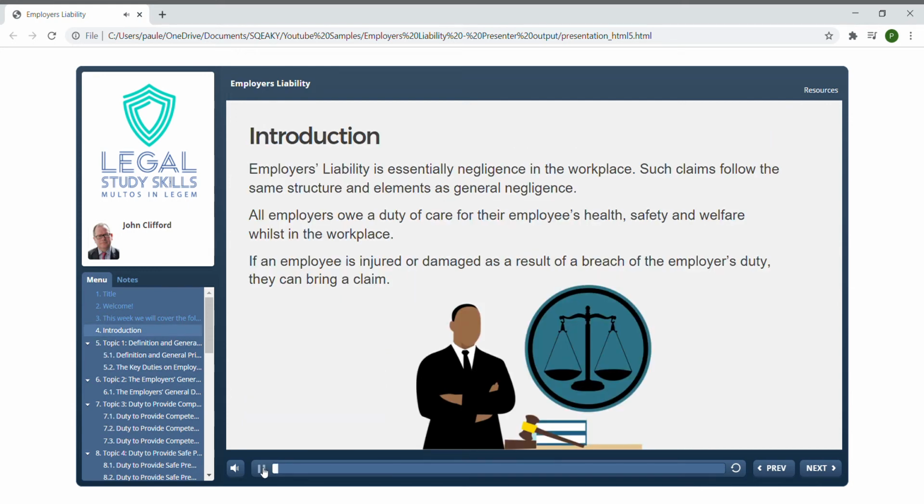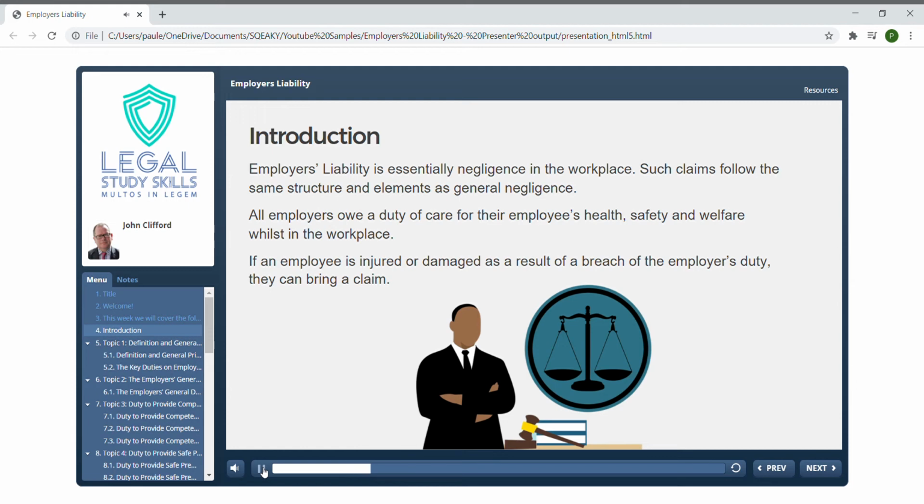So what is employer's liability? Well, essentially, employer's liability is just a form of negligence. It operates within the workplace, and it involves employees bringing actions against their employer if the employee has been injured whilst working. Now, because it follows negligence, it follows the exact same structure as a general negligence claim. So duty, breach, causation, remoteness and damage.